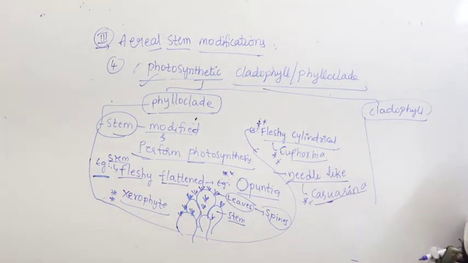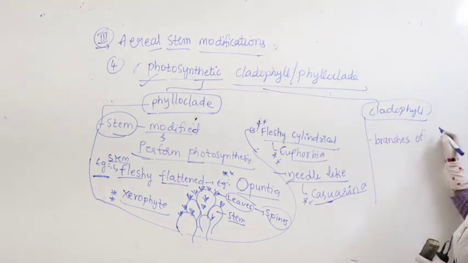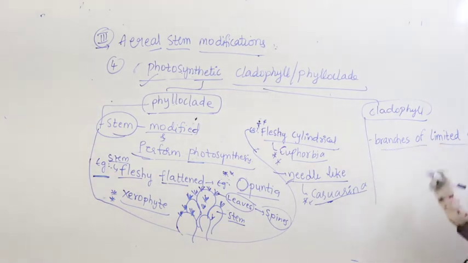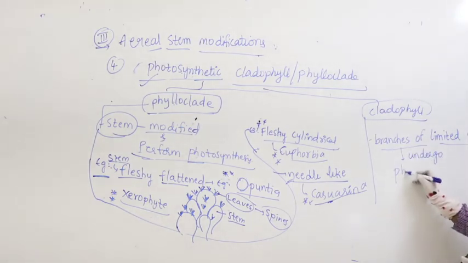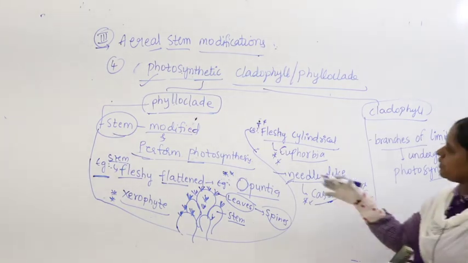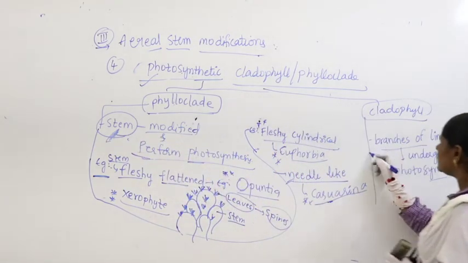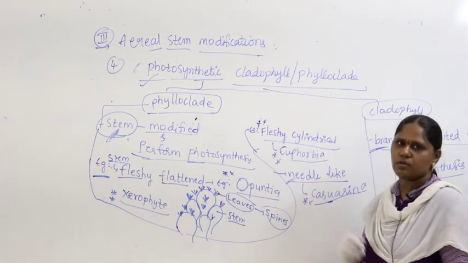Then what is cladophyll? In this case, branches of limited growth undergo photosynthesis. So both are almost the same, no? What is the difference? Here, phylloclade means the stem is modified, but in this case it is the branches. That's why we write either phylloclade or cladophyll.